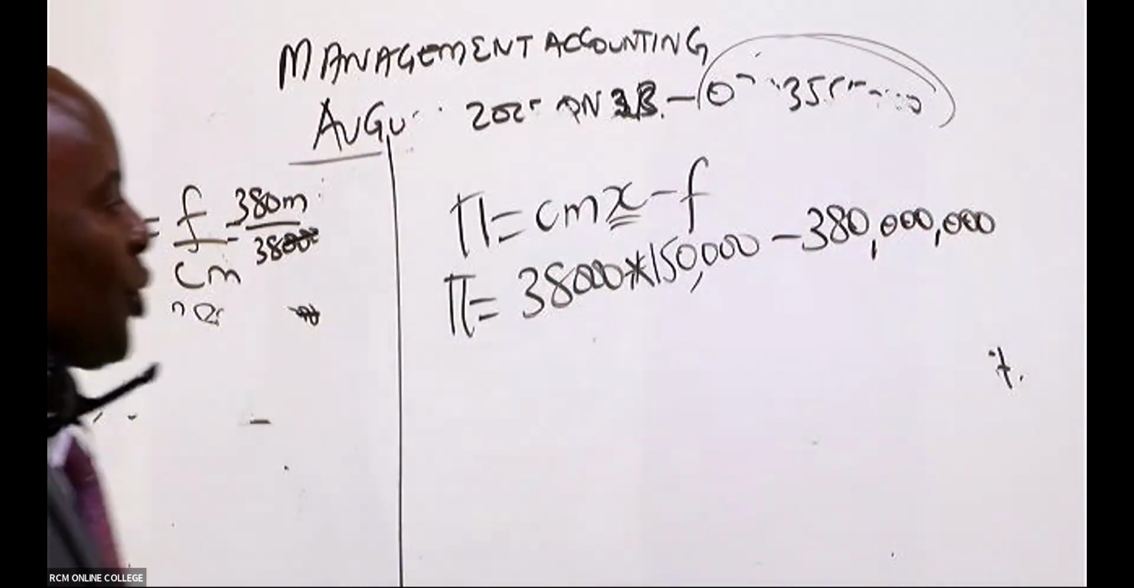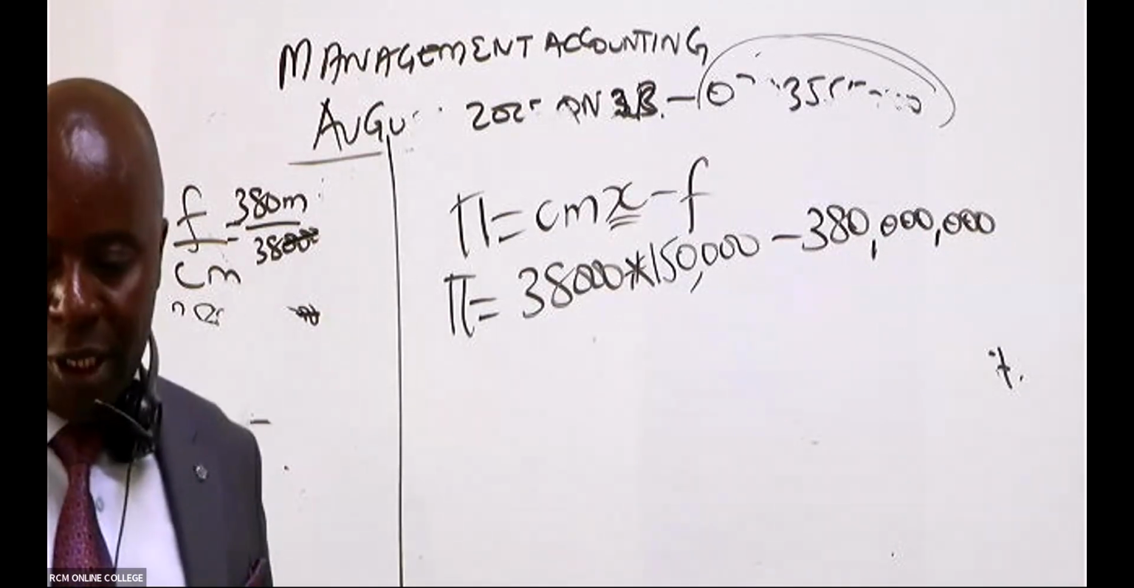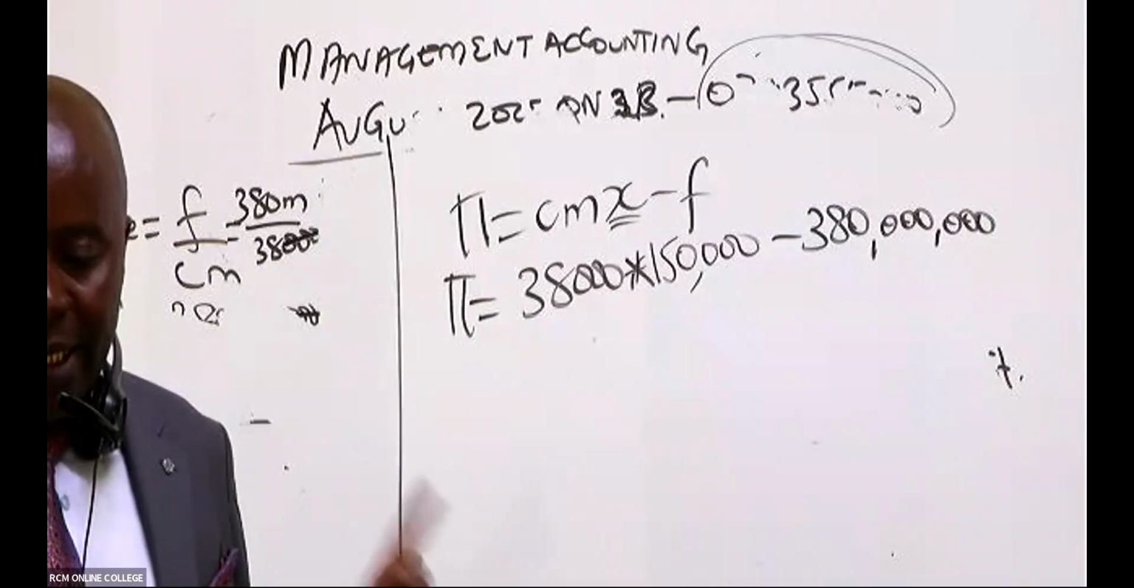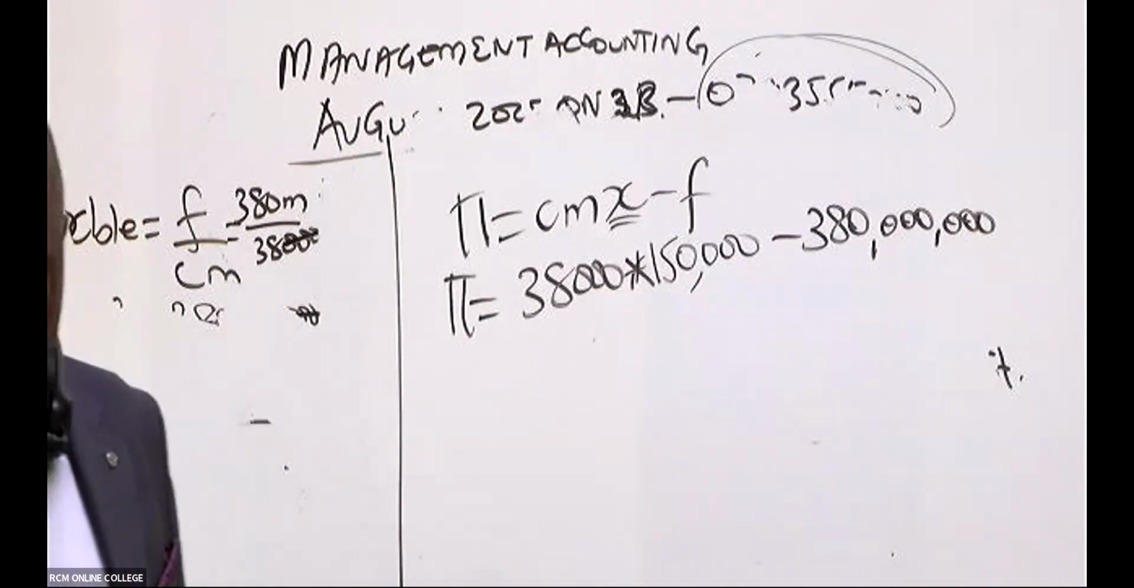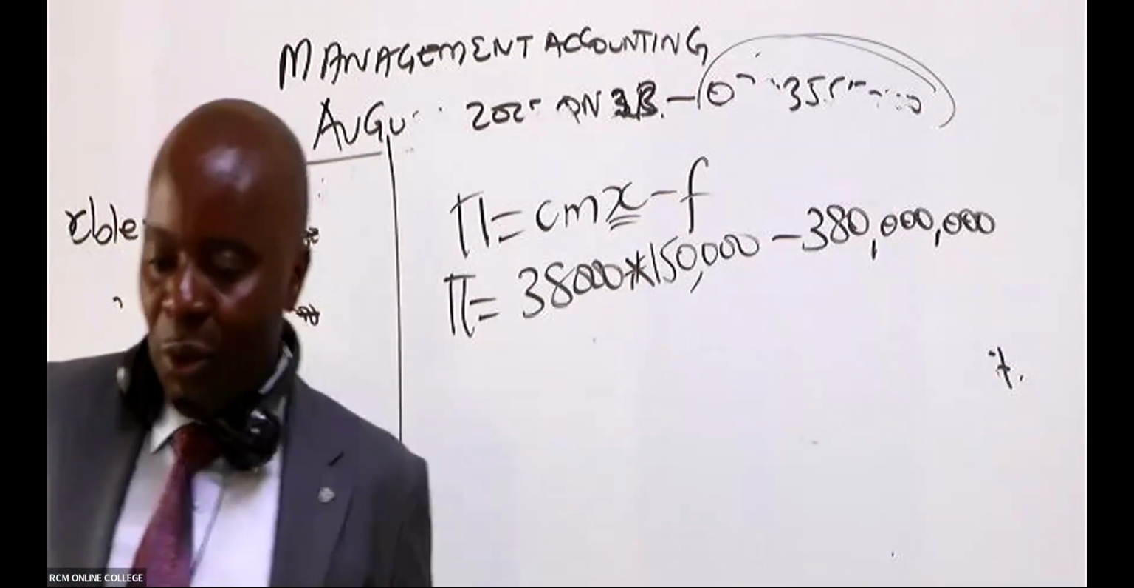So can somebody go ahead and give me this profit? Take 38,000 times 150,000 minus 380 million. What answer are we able to get?